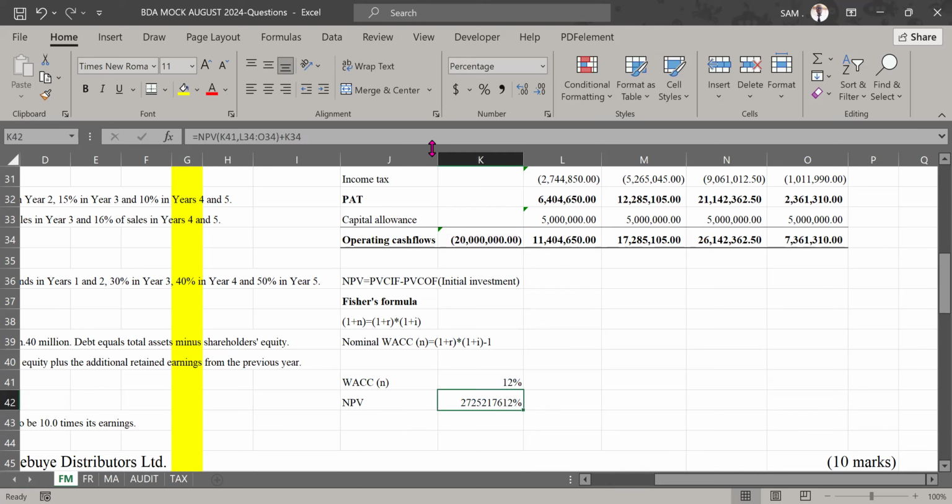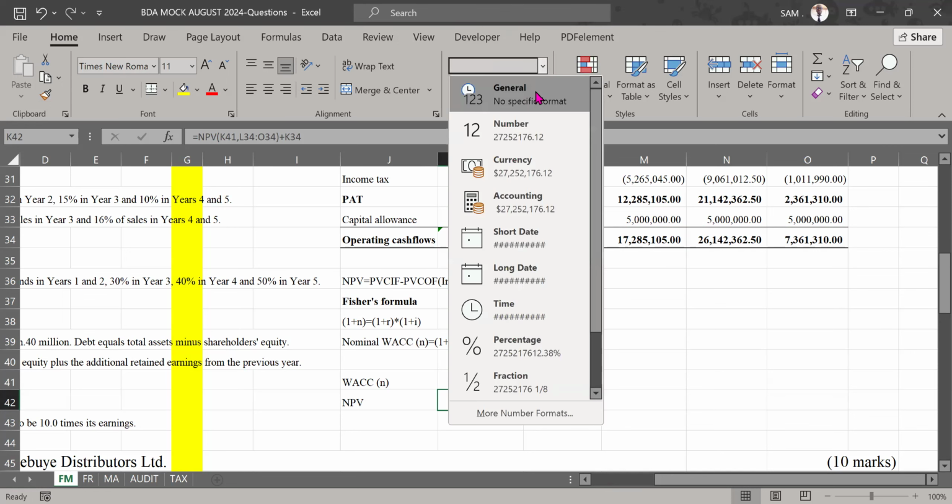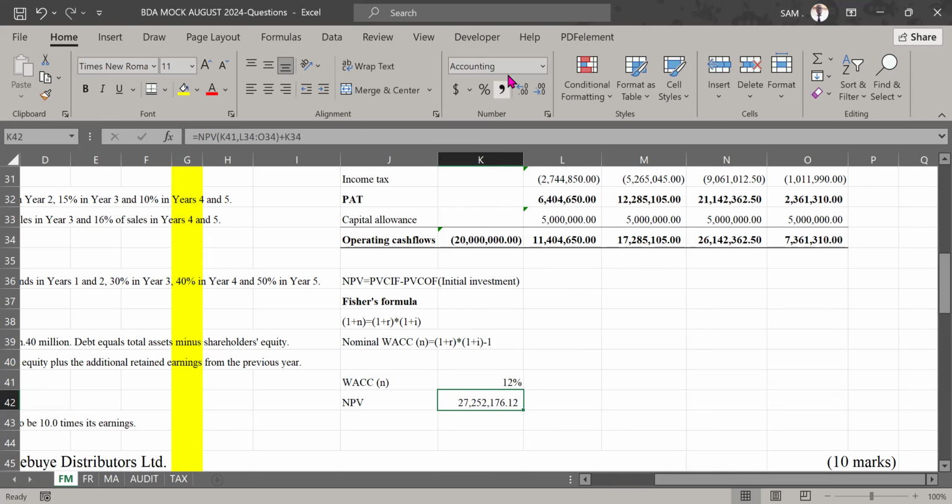I don't know why. Maybe some ancestors are standing between our good result we've done and bringing us this, but there's no worries. I will just change the alignment so that it is, my cursor started misbehaving, but it's okay, good. So that is the NPV. The NPV is 27,252,176.